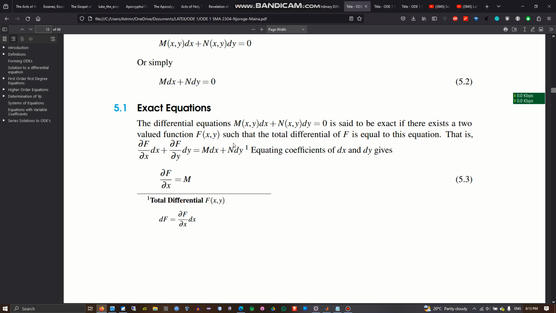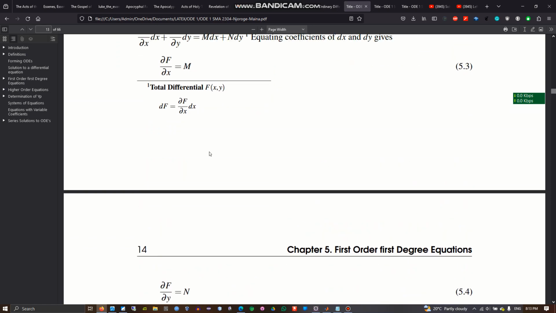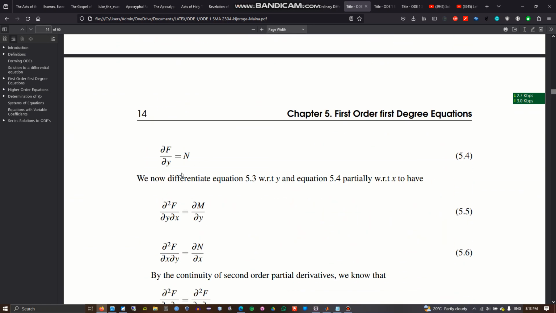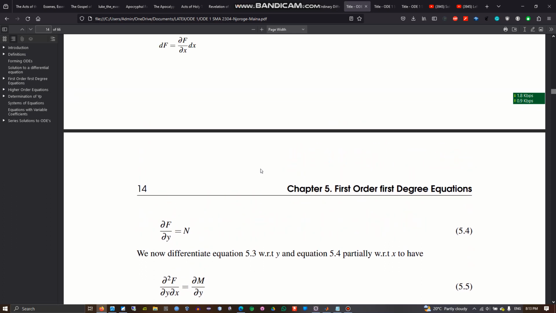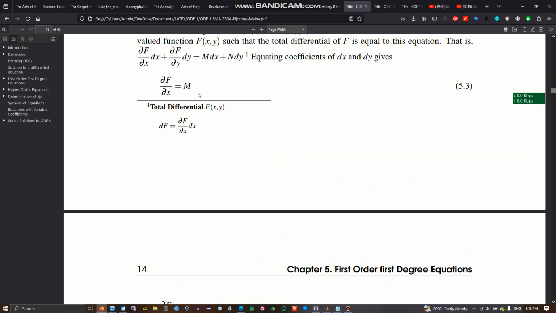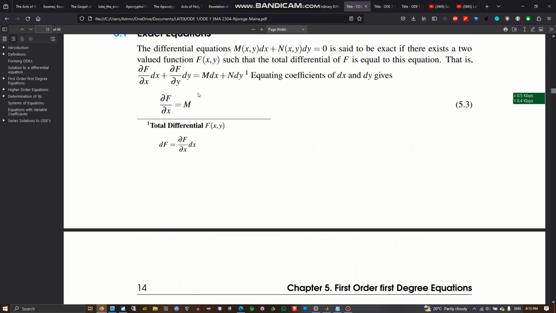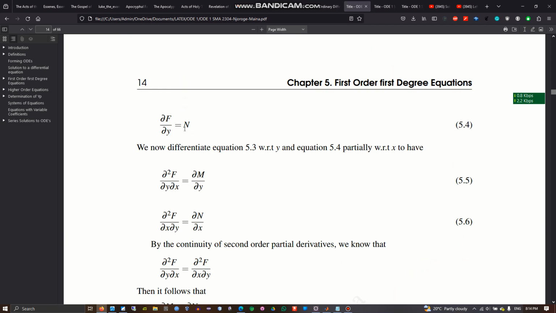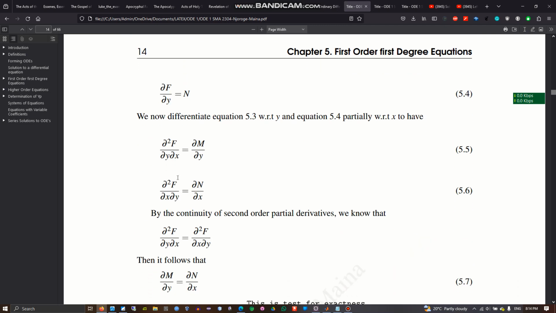Now we can equate the coefficients of dx and dy. And when we equate, we see the partial of f with respect to x equals M, and the partial of f with respect to y equals N. Now we differentiate these two equations partially, with respect to y and with respect to x. So equation 5.3, we differentiate with respect to y, and this one with respect to x. And this is what we have.